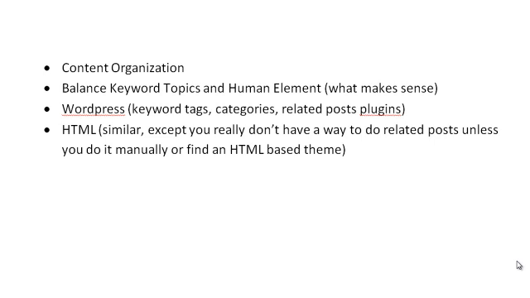One of the big mistakes that I see a lot of people tend to make is organizing content for keywords only. Because you've got to think about the human element. I want you to think about trying to balance the keyword topics and the human element. Basically, what makes sense. If you're organizing your content into keywords only, and it doesn't really make sense, then it might be hard for your visitors to come through and think, okay, why is that there? So you want to make sure that everything flows, in other words.